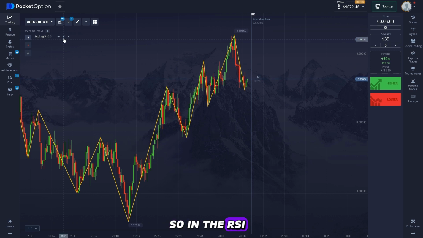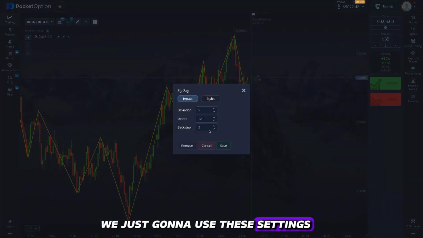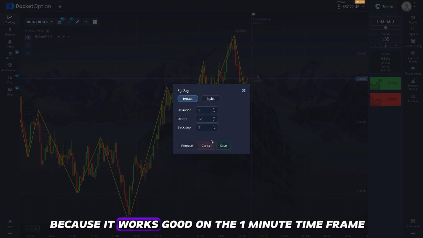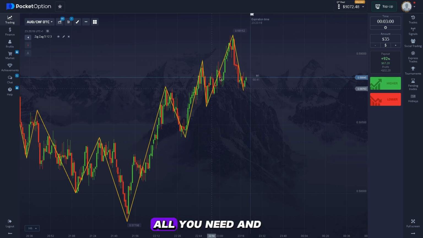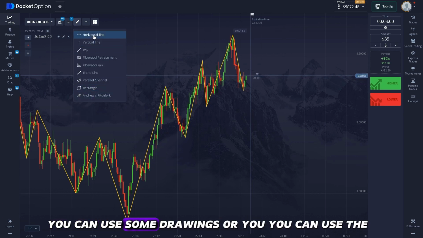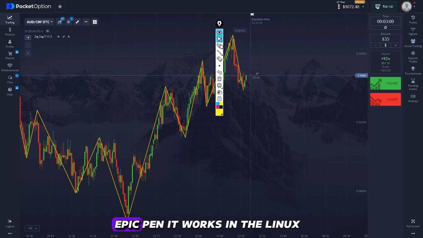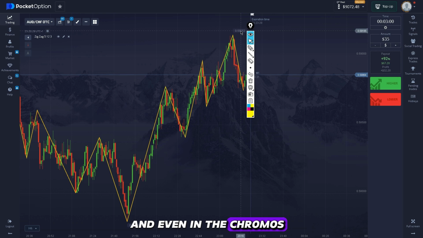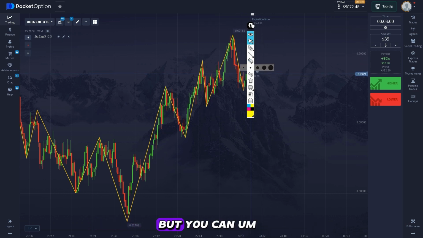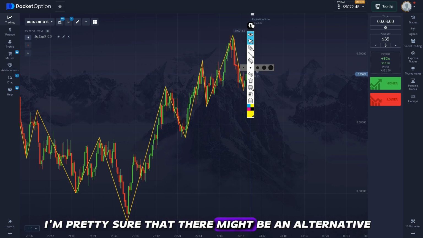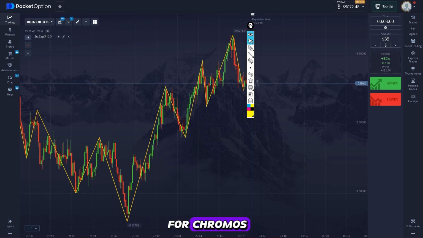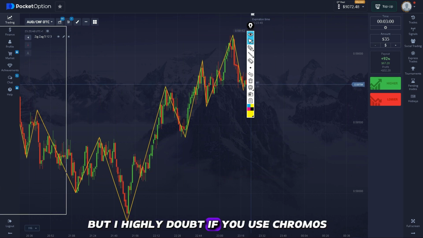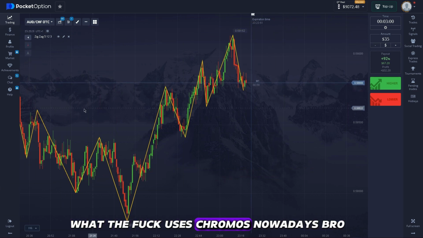In the RSI, we're just gonna use these settings because it works good on the 1 minute time frame. So that's it, all you need. And you can use some drawings, or you can use the Epic Pen. It works on Linux, Mac, Windows, and even Chrome OS. I don't think it works on Chrome OS, but you can definitely try. I'm pretty sure there might be an alternative for Chrome OS, but I highly doubt it. Who uses Chrome OS nowadays, bro?